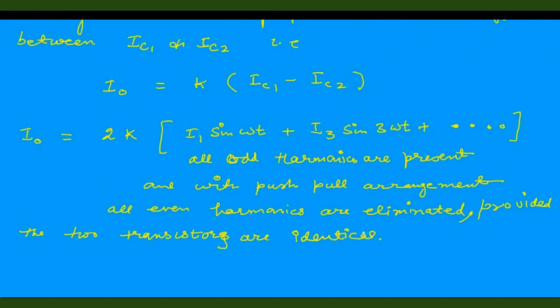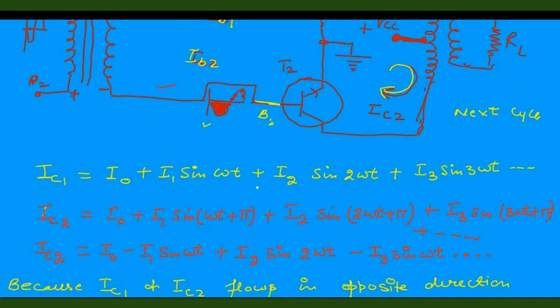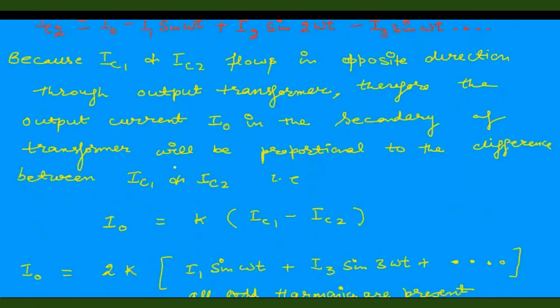Okay, this will happen if the two transistors are identical. Keep in mind this thing also: the two transistors should be identical. Actually, the collector current consists of the signal frequency, and the higher harmonics are always present, but push-pull connections eliminate the even harmonics.